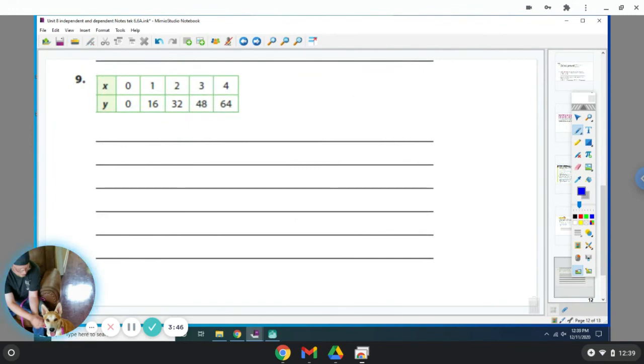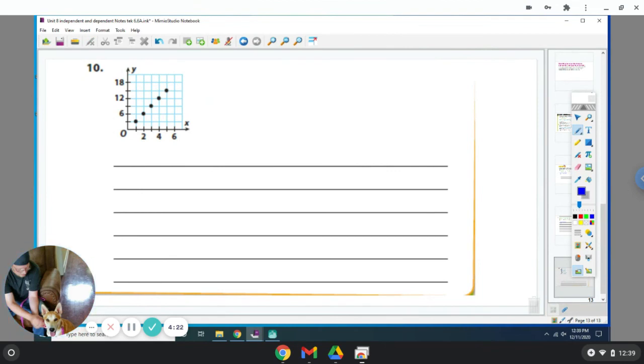Here, when x is 0, y is 0. When x is 1, y is 16, then 32, then 48, 64. So y is equal to 16x. And you can find a situation that matches that. I'm riding my bike, and every hour I go 16 miles. So at 0 hours, I'm at 0 miles. At 1 hour, I'm at 16 miles. At 2 hours, I'm at 32 miles. So x would be the hours and y would be the miles.